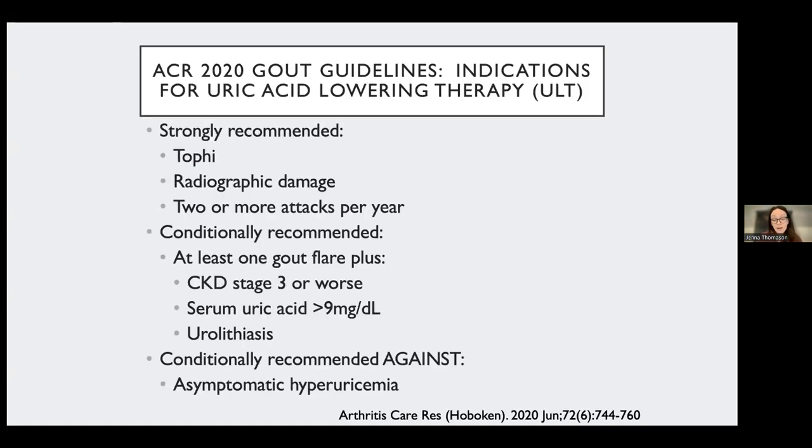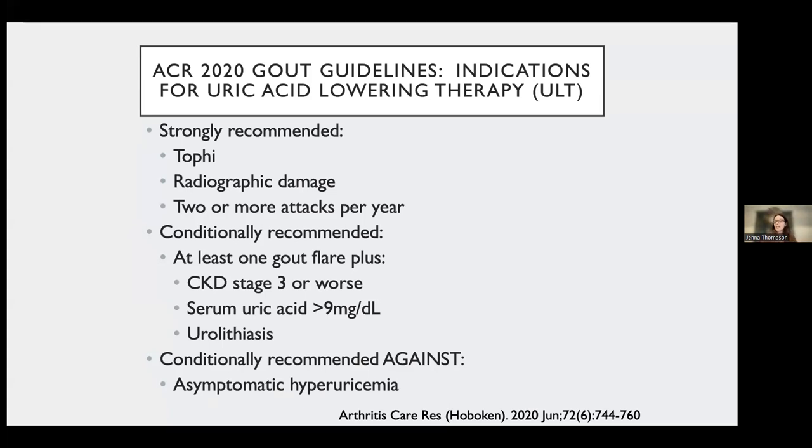The American College of Rheumatology has come out with several helpful guidelines in recent years. And one of those is their 2020 gout guidelines. They gave us some pretty clear recommendations for when patients should be started on uric acid lowering therapy. They recommend against treating asymptomatic hyperuricemia, but they do recommend treating patients that have tophi, patients that have radiographic damage from gout, and patients that have two or more attacks per year.